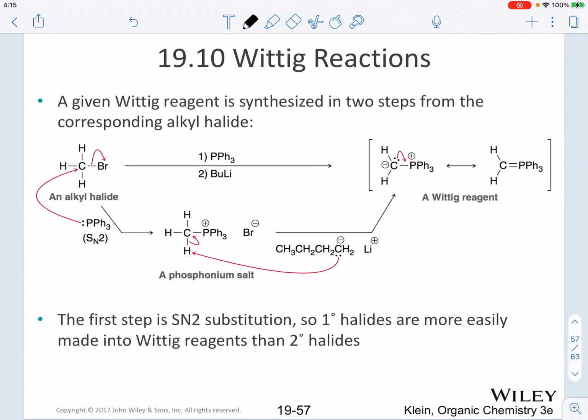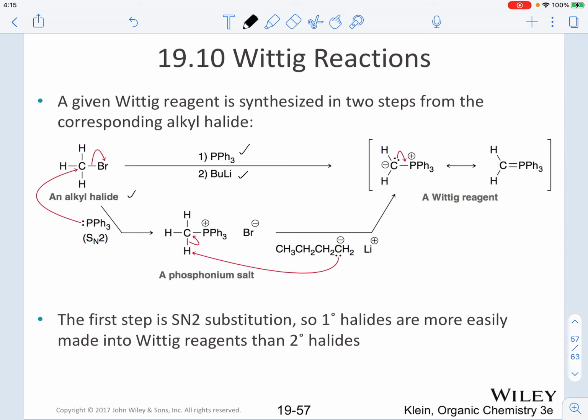So understand that a given Wittig reagent is synthesized in two steps from the corresponding alkyl halide. And as you can see, these are going to be the steps in order to produce the reagent itself. We're going to have an alkyl halide first react with PPh3, the triphenyl substituted phosphorus, and then we're going to have butyllithium in the system to form the Wittig reagent.